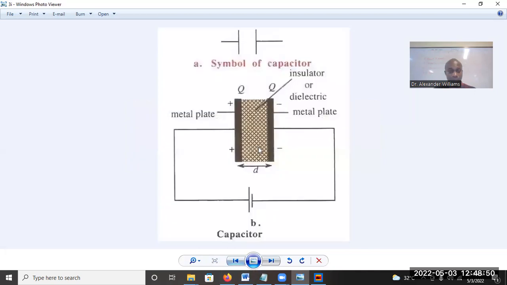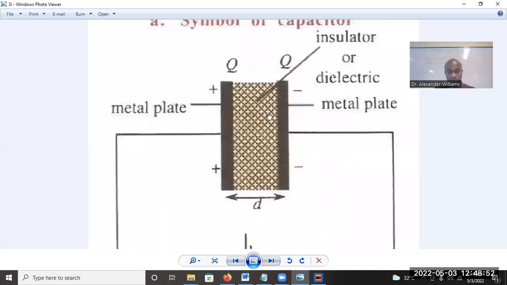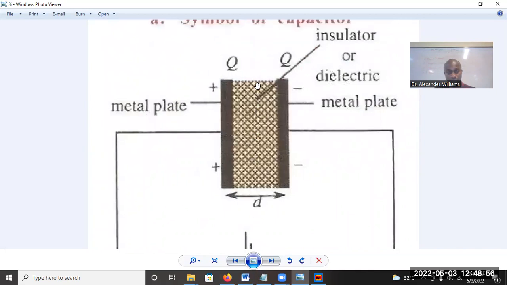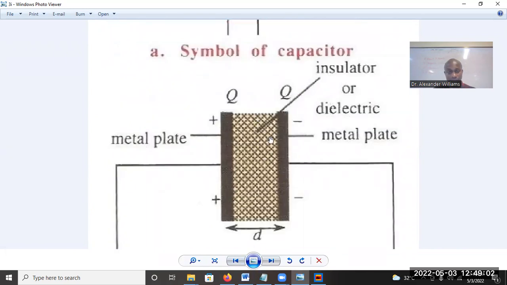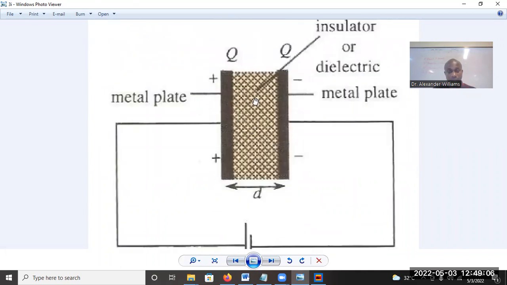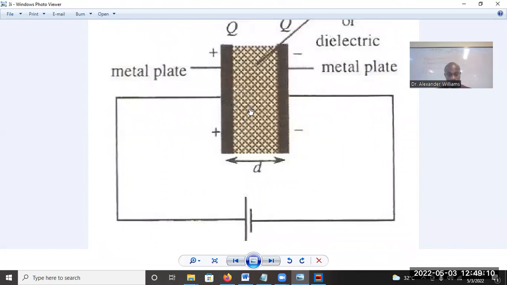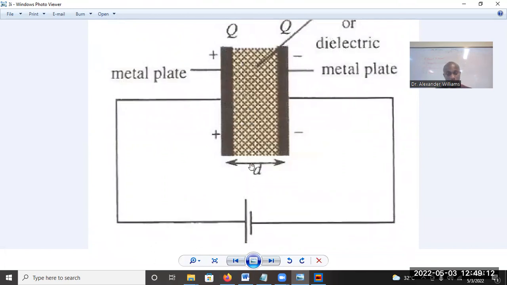On the previous diagram, this shows what we are trying to say. This is the distance between the two plates, and the material between the two plates is known as the dielectric substance. It's an insulator, and this has an effect to increase or decrease the capacitance of the capacitor.